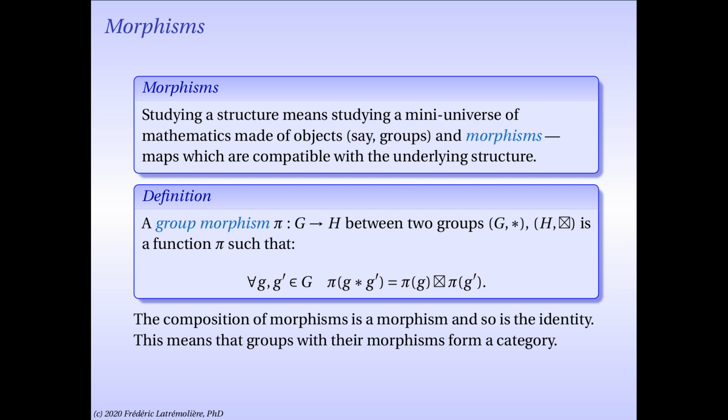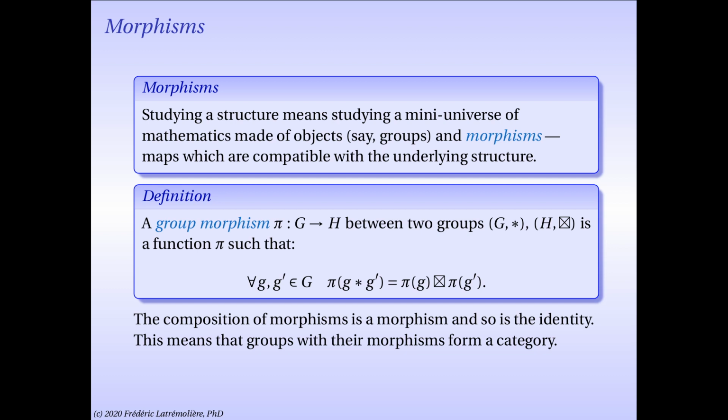So you can see that the map sort of agrees with the operations in the sense that if you do an operation in G and then apply pi, or if you apply pi first and then do the operation in H, you get the same answer. In general, if my groups are not abelian, it's important that we keep the orders the same between the elements.